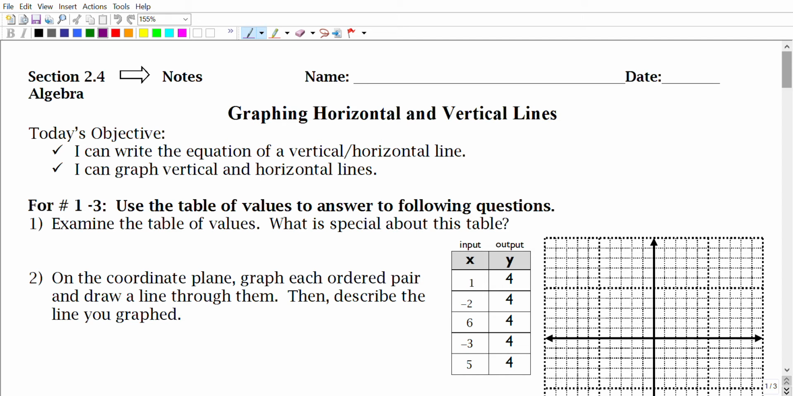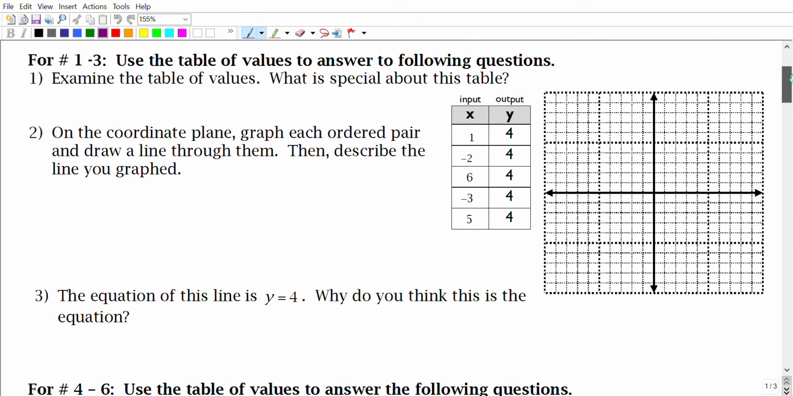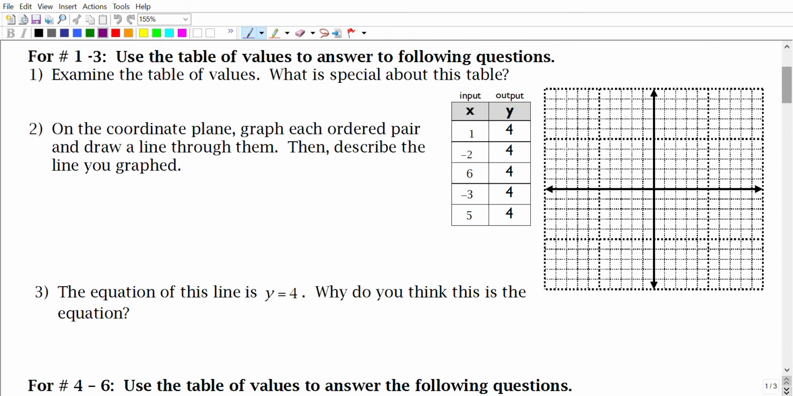So that's today's objective, to be able to write the equation of a vertical and horizontal line, and also to be able to graph a vertical and horizontal line. So let's go ahead and get started right away. So let's go ahead and see what we got.